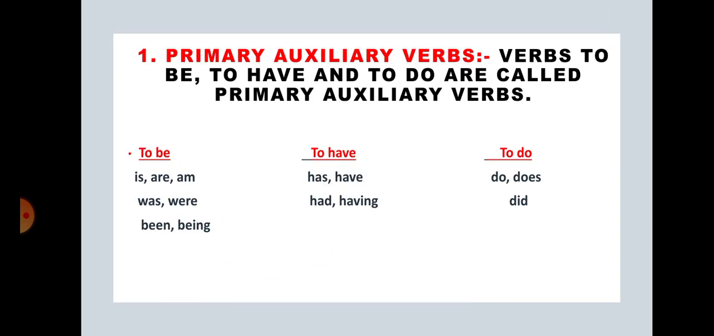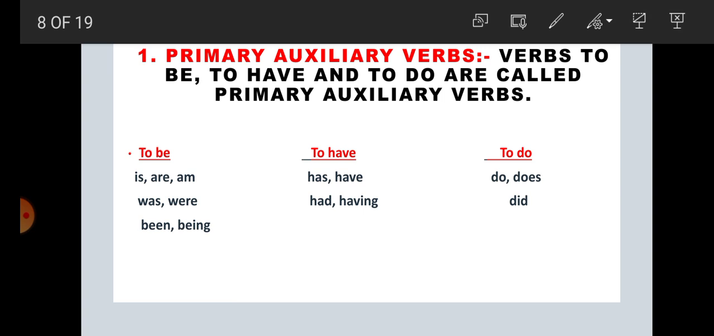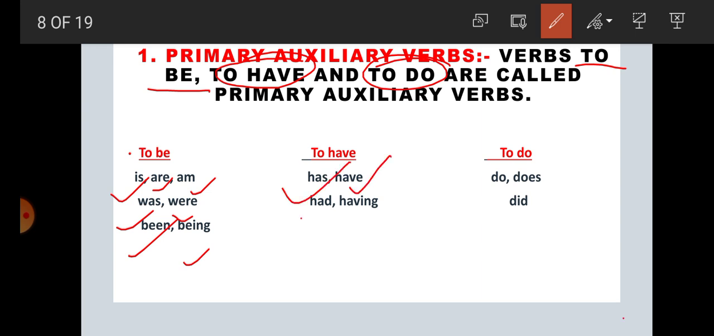First one, student, primary auxiliary. What is primary auxiliary? Verbs to be, to have and to do are called primary auxiliary verbs. And what comes under to be? Under to be, student: is, are, am, was, were, been, being. They come under to be. What comes under to have? Has, have, had and having. They come under to have. What comes under to do?